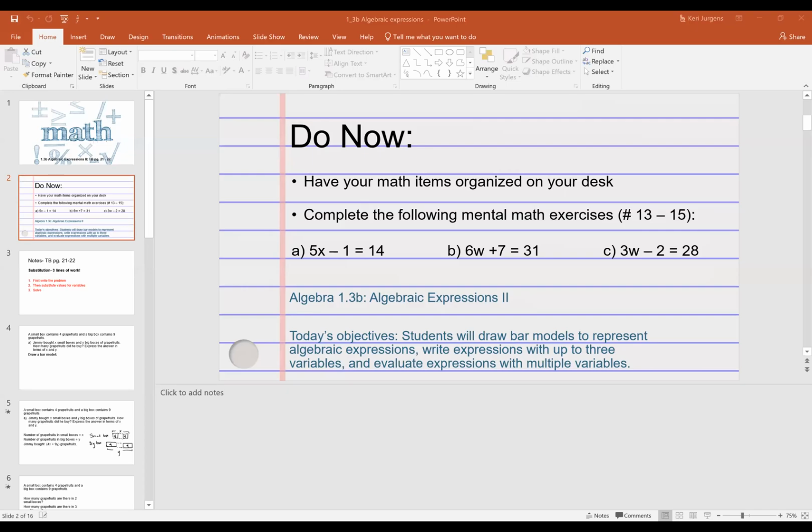All right, so today we are writing algebraic expressions with up to 3 variables, as well as evaluating those expressions with multiple variables. So let's go ahead and hide these, and we will get started.